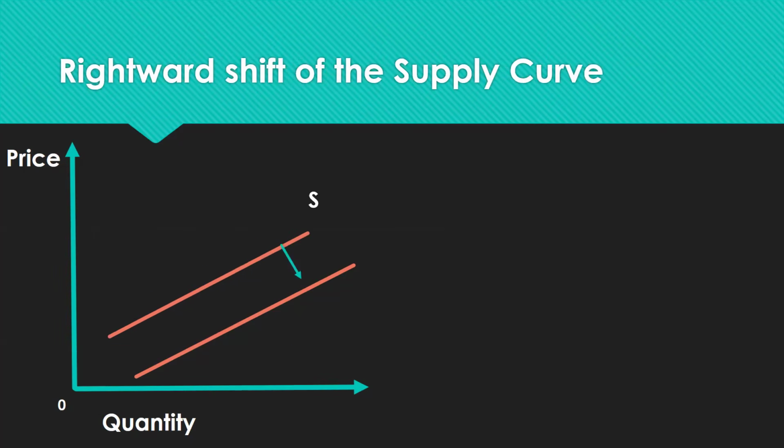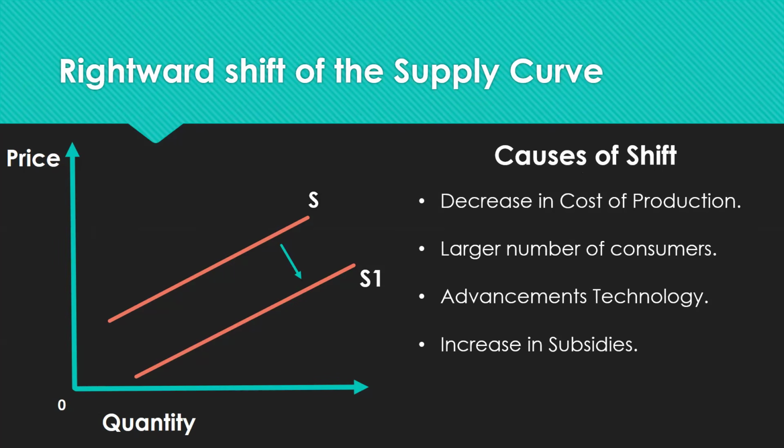And then to the right is increases. What would cause people to supply more? That would just be the opposite again. So let's say the cost of production decreases, people would supply more. There's more demand, people would supply more. Technology advancing, people would supply more. So it's basically the opposites.